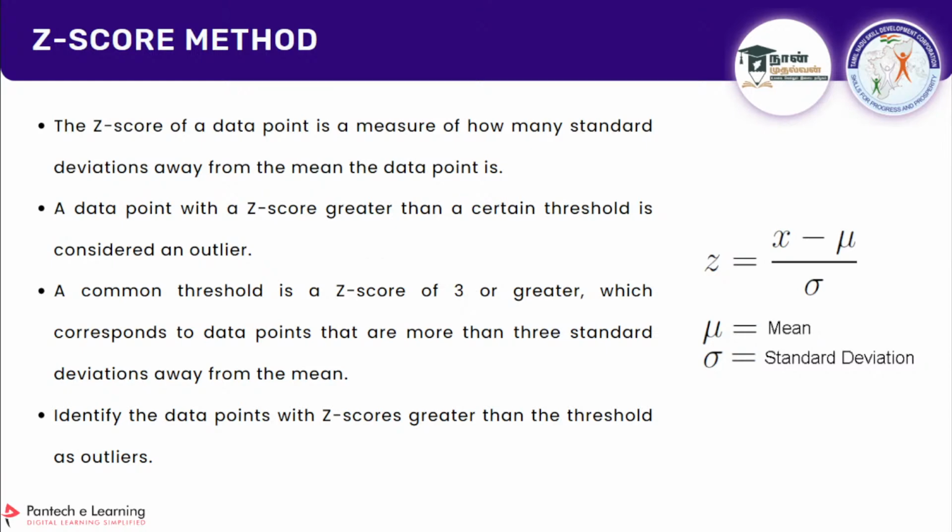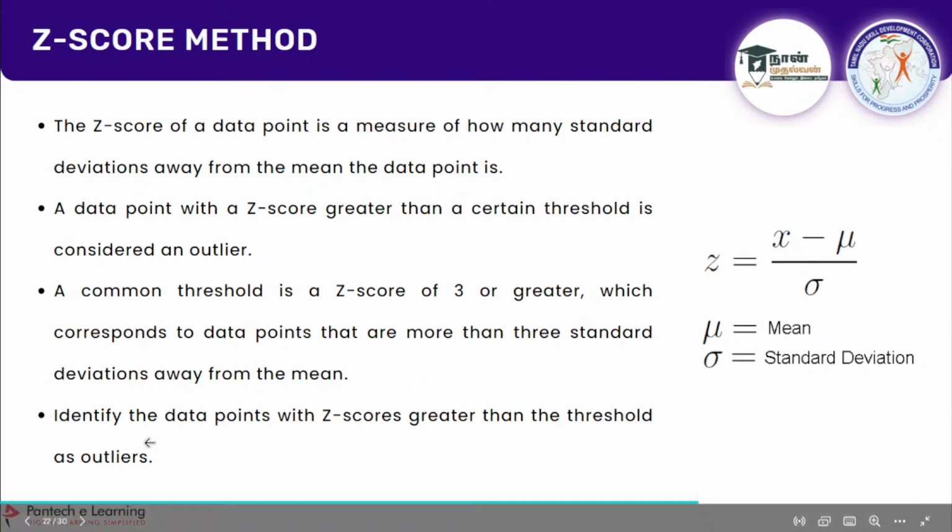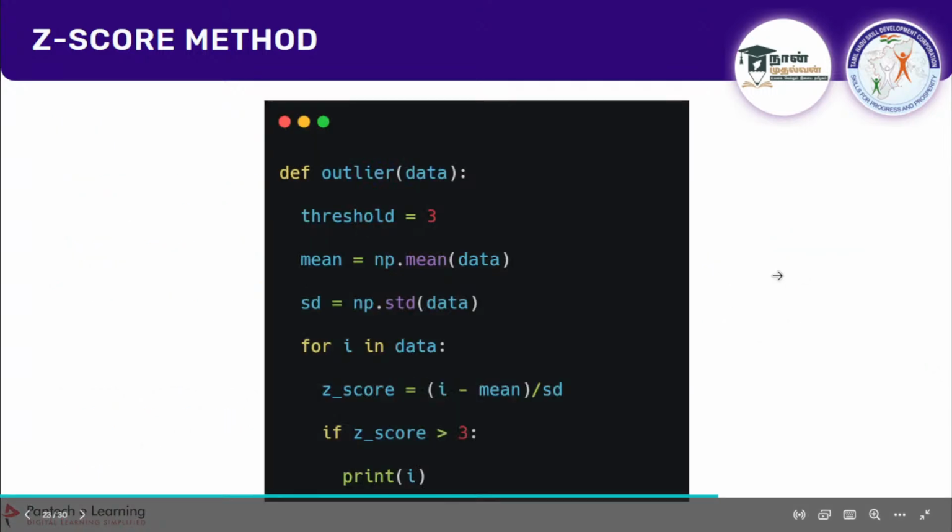So if it is up to 3, then it is not an outlier. If the value is above 3, then it is considered as an outlier. So if it is greater than 3, you have to consider those points as an outlier. Okay, so how to do this?